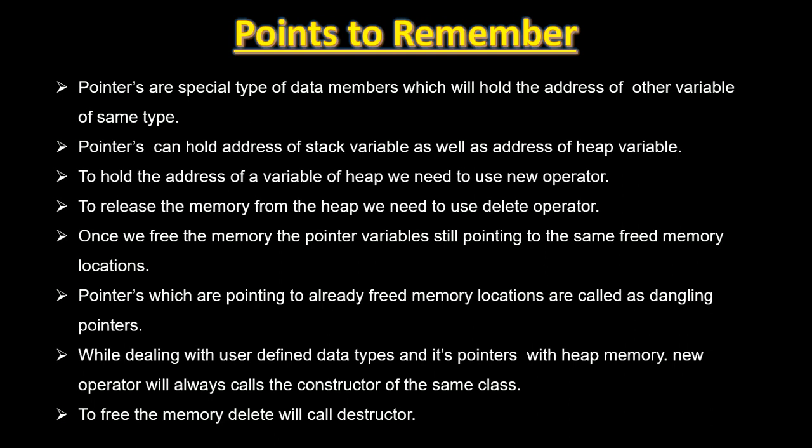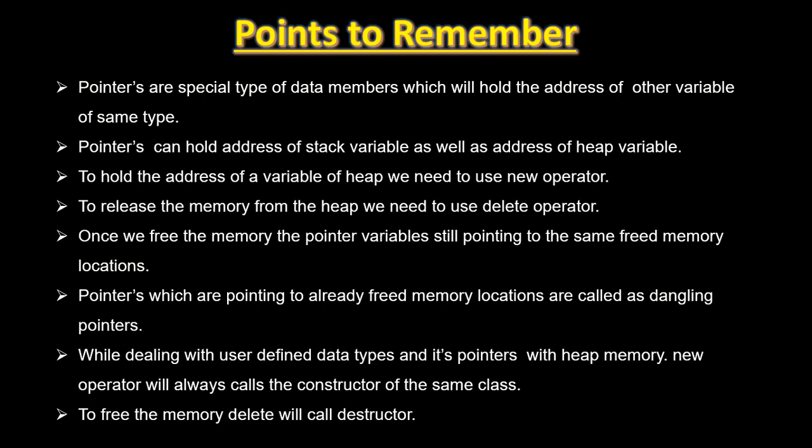Now a few points you have to remember here. Pointers are a special type of data member which will hold the address of other variables of the same type. So if you are creating an integer pointer, it will hold an integer variable's address. If you are creating a CEmployee pointer, it will hold the address of a CEmployee object. If you are creating a character pointer, it will hold the address of a character variable. You can do casting also, but this is the actual thing.